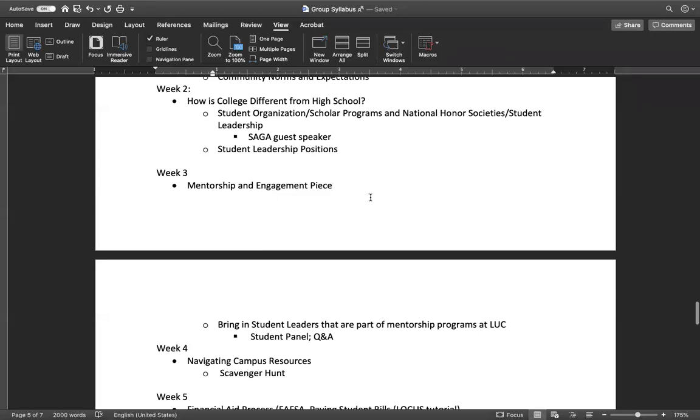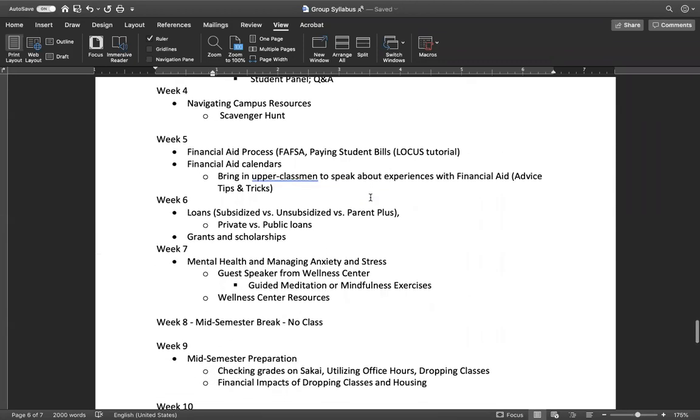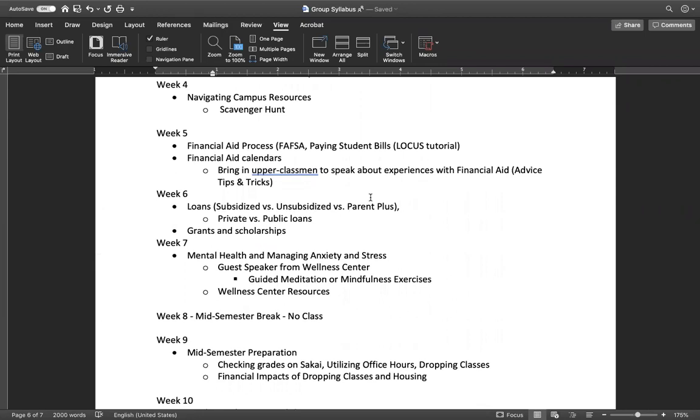Week 3, we're going to go into the membership and engagement piece. We'll be bringing in student leaders that are part of a mentorship program at LUC. We'll have a student panel and question and answers. Going into week 4, we'll have navigating campus resources. This is where we'll have a full day activity for the students, which would be the scavenger hunt, where they'll be going around the campus with this activity.